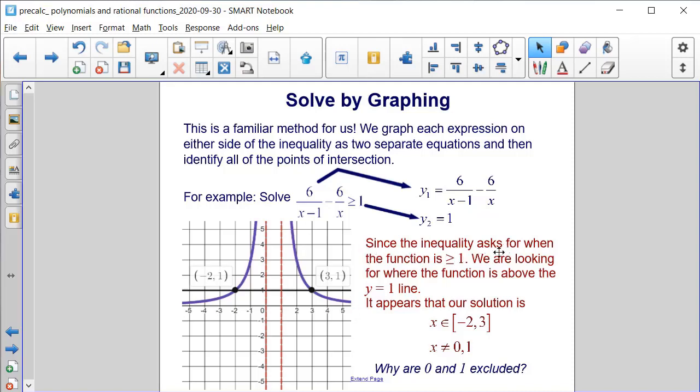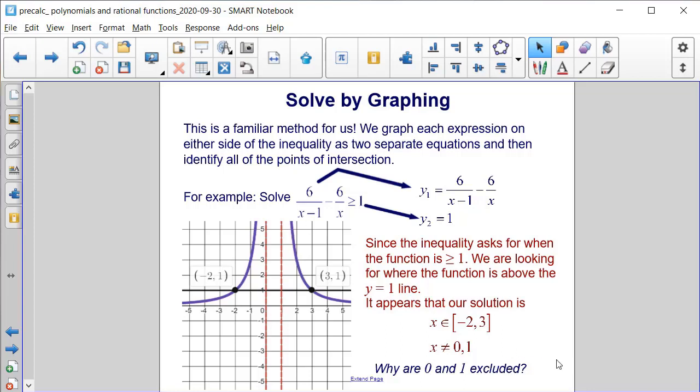Since this inequality asks for when this function is greater than or equal to 1, we're looking for where the function is above and also intersecting the line y equals 1. So the first intersection point is at -2, 1, and the other intersection point is at 3, 1. So we're within this interval from -2 to 3, including the endpoints because of the equal to, such that x cannot equal 0 and x cannot equal 1.